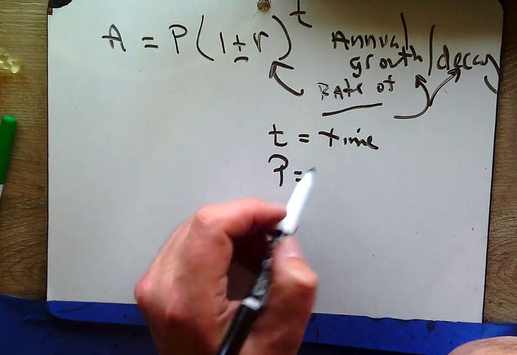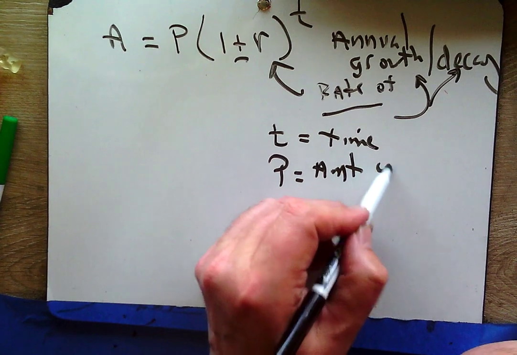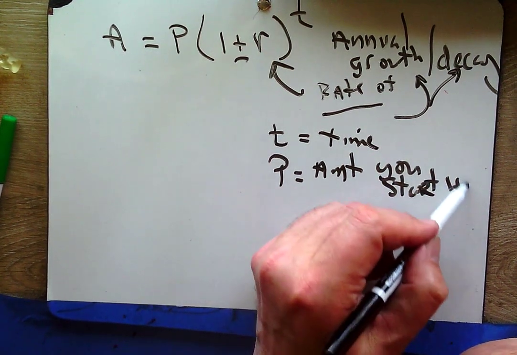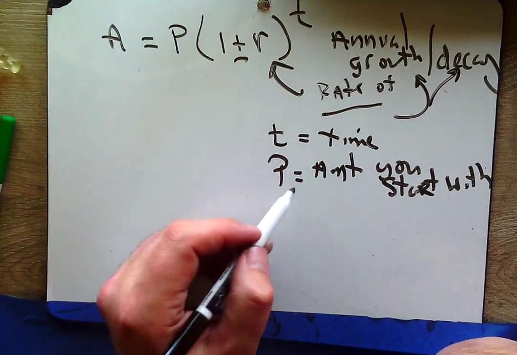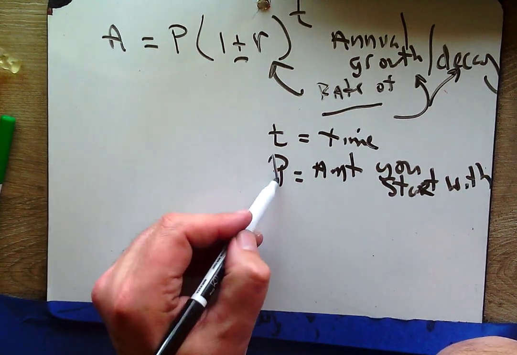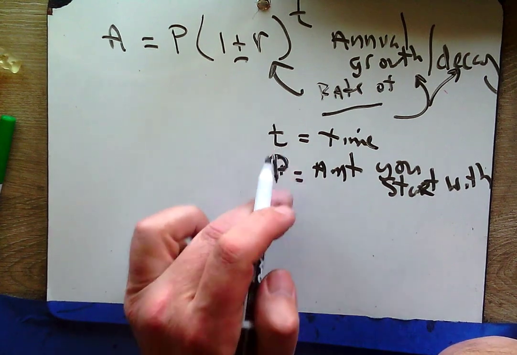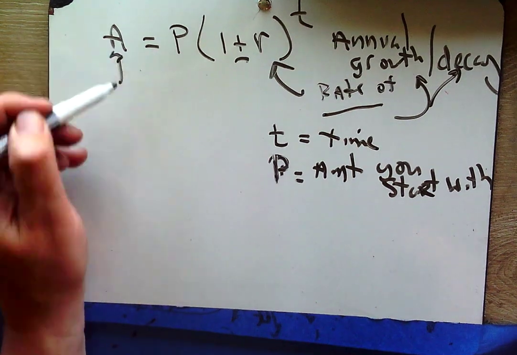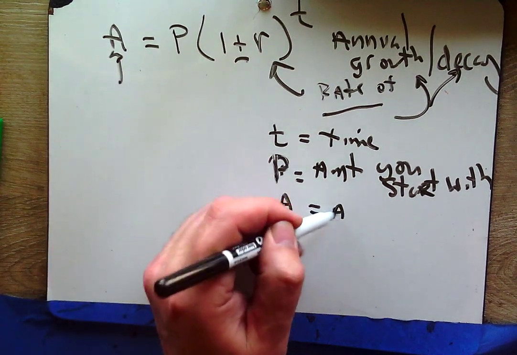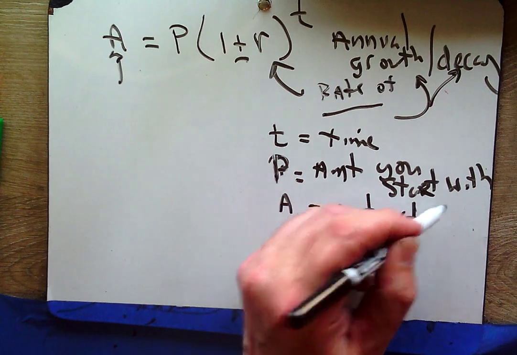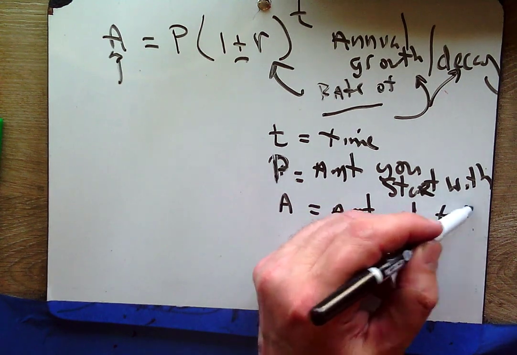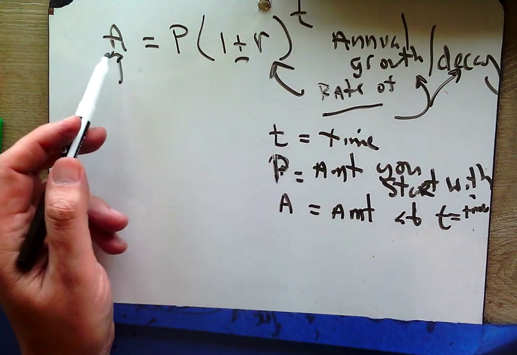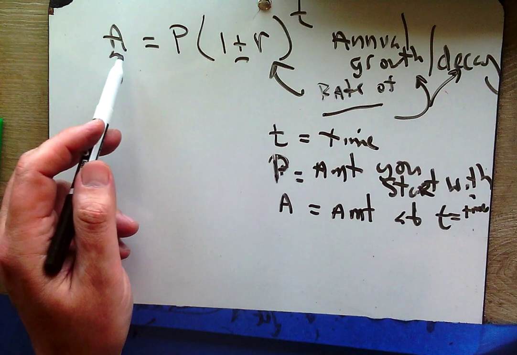P is the amount you start with, sometimes called the initial amount. Here it's a P because of the word principal. And principal is a finance term that means the amount of money you're starting with. A is the amount at time T. So if I keep my money in that account for 10 years, this will be how much I have in the account after 10 years.